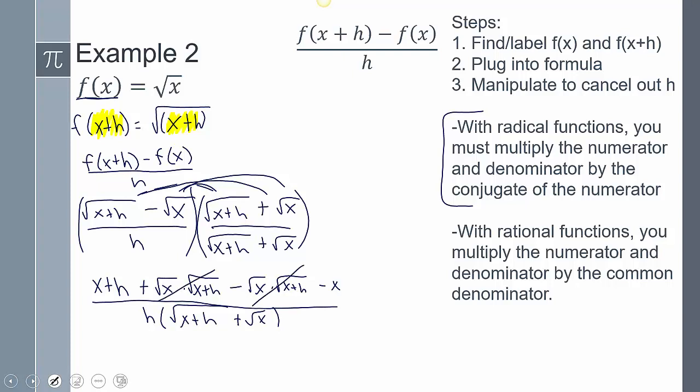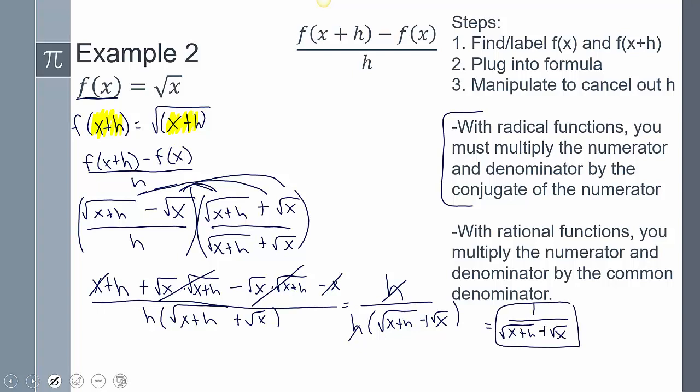So my positive and the negative version cancel out. The positive x and the negative x cancel out. And so now I'm only left with h over h times the square root of x plus h plus the square root of x. Now my h's cancel out. So I'm left with 1 over the square root of x plus h plus square root of x. And so that right there is my simplified difference quotient.